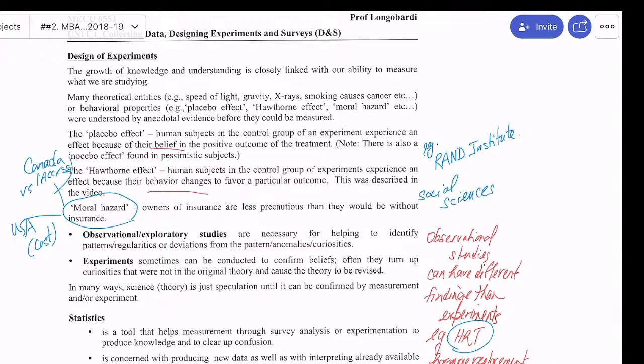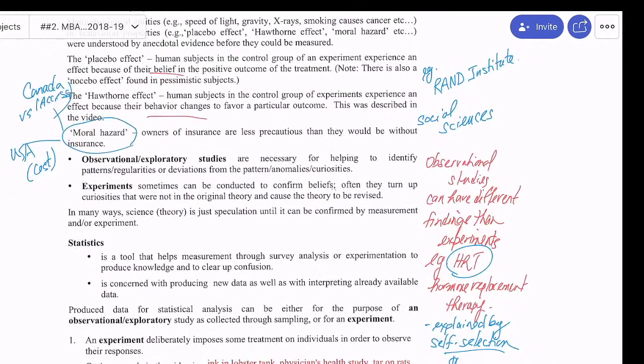So in many ways, science is just speculation until it can be confirmed by measurement or experimentation. Statistics is a tool that helps measurement through survey analysis or experimentation to produce knowledge and to clear up confusion. And I would add, help make predictions, right? Statistics is concerned with producing new data as well as with interpreting already available data. You can produce data for either an experiment or observational study.